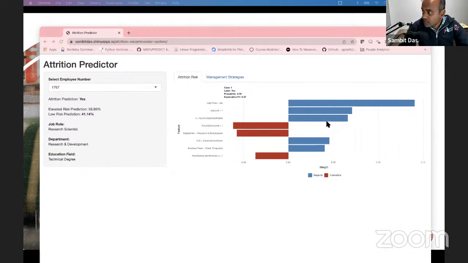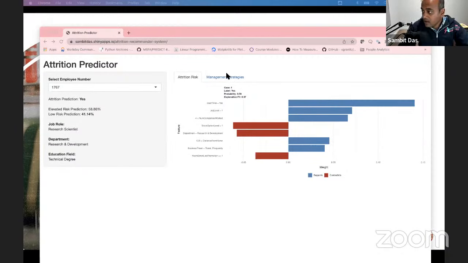So these are the blue ones. In the blue, these are the factors that are supporting attrition. That is why this model overall is saying that this person is more likely to leave, because the percentage is not 30%, it is like 58, 60%. So that's why I said it's not very likely.